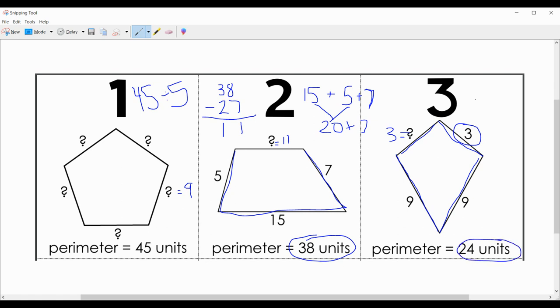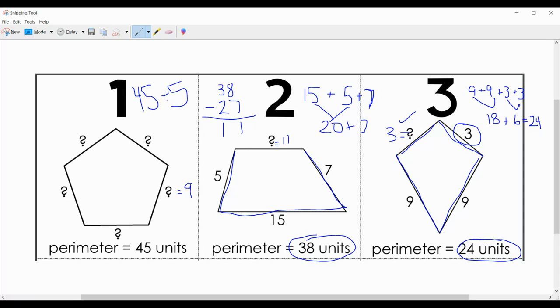So let's do an equation here. 9 plus 9 plus 3 plus 3. Let me fix that 9. So what's 9 plus 9? Well, that's 18. And what's 3 plus 3? Well, that's 6. So what's 18 plus 6? It gives us those 24 units. So we know that this has to be equal to 3.